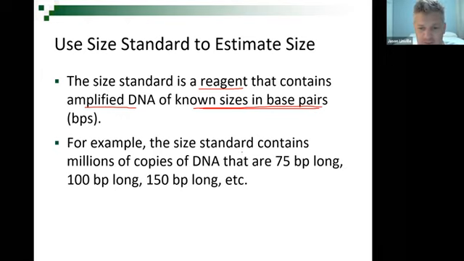For example, the size standard is going to contain millions of copies. So again, it's amplified DNA. It's not just thousands of copies, it's millions of copies. And I could even put in here millions of copies of labeled DNA so the instrument can see it. That are 75 base pairs, 100, 150, 200, 250, 300, 340, 350, all the way up to 500 base pairs. Actually, all of our amplified DNA for STRs, all the ones that we work with, are really under 300, but the typical size standard will go up to like 500. So any size DNA between 75 and 500, we're going to be able to estimate the size of it.